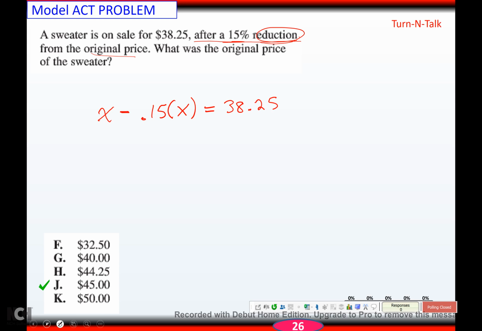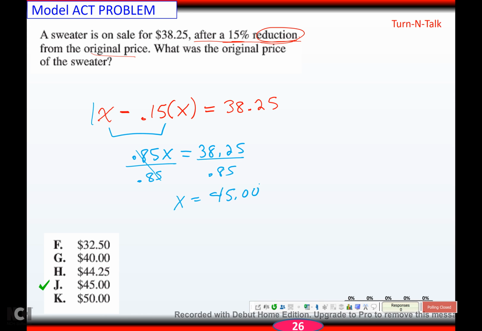$38.25. So to solve this, I can combine like terms. 1 take away 0.15 would be 0.85x equals 38.25. Divide by 0.85, and I get x equals $45. Okay.